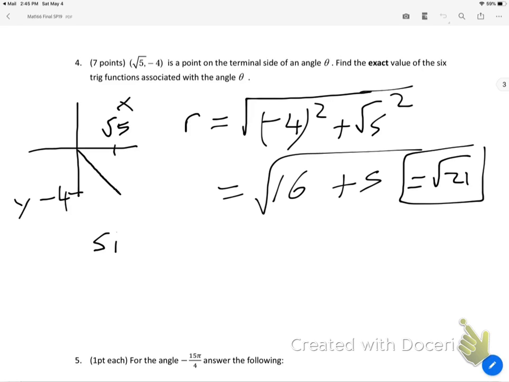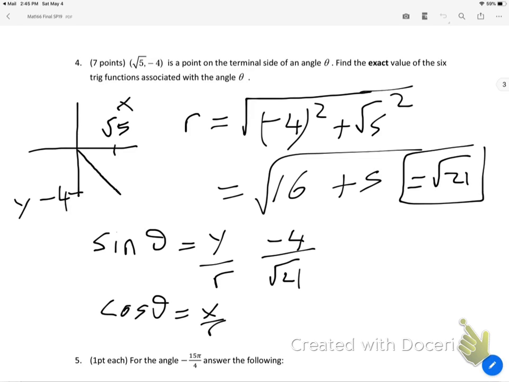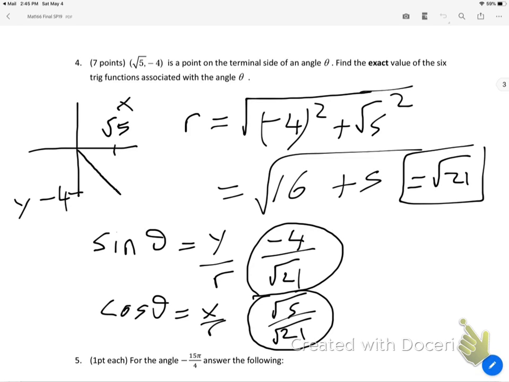The sine of an angle is y over r. In other words, it's the opposite over the hypotenuse. So we have the y, which is negative 4, and we have root 21 for r. So that is sine theta. Cosine theta, which is x over r, is going to be root 5 over root 21. So I've got that for sine theta and that for cosine theta. And you don't have to worry about rationalizing the denominator for this.